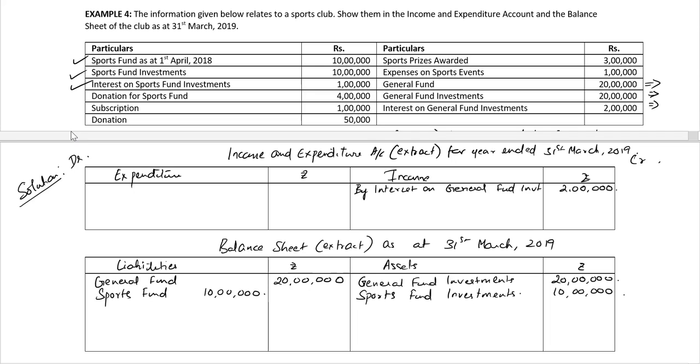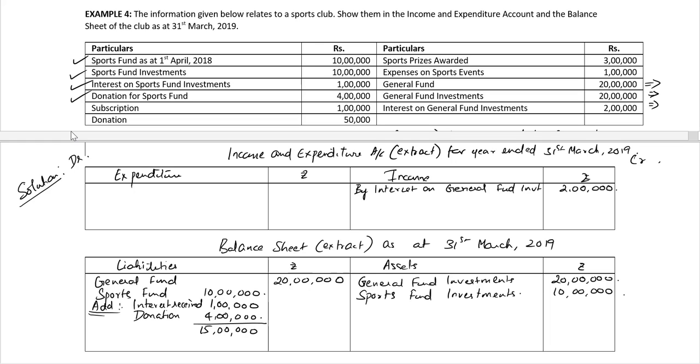We've received interest on sports fund investments of rupees 1 lakh. Add interest received 1 lakh rupees. There is a donation towards the sports fund of rupees 4 lakh. We'll add that also. Add donation 4 lakh rupees. Now the sports fund balance comes to 15 lakh rupees.